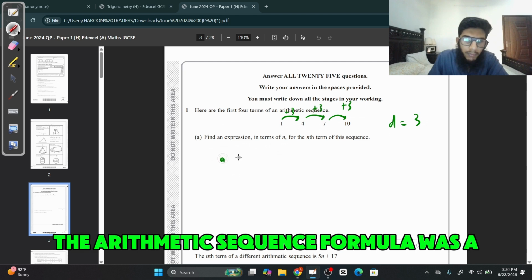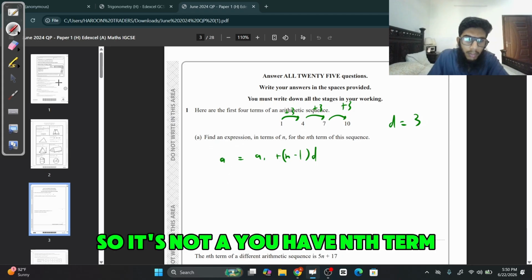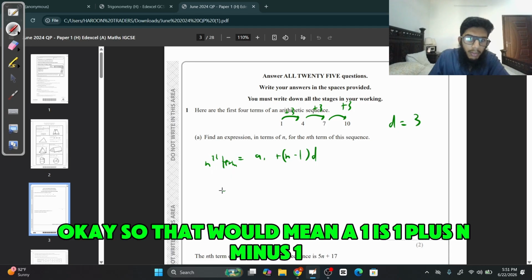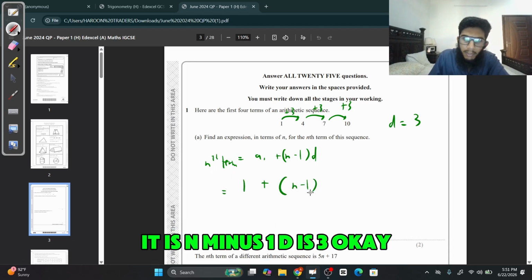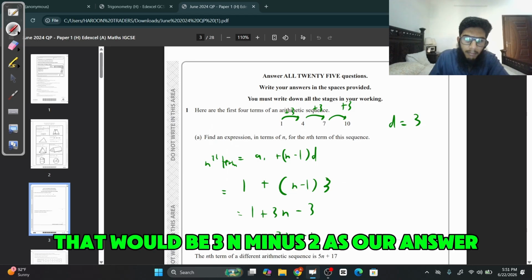The arithmetic sequence formula was a1 plus (n minus 1) times d. Sorry, not a, you have the nth term. So a1 is 1, plus n minus 1, and d is 3. So 1 plus 3n minus 3. In the end, that will be 3n minus 2 as our answer.